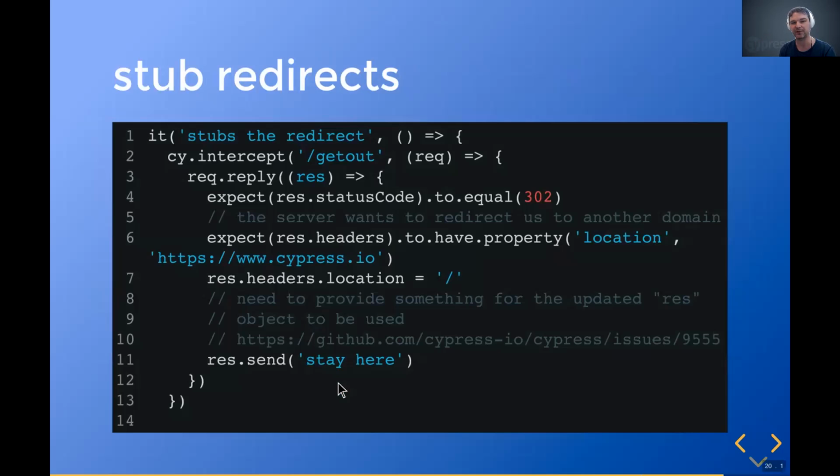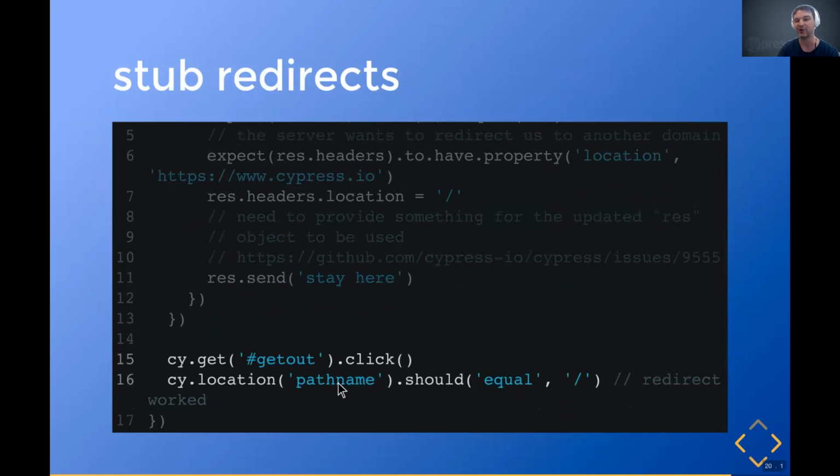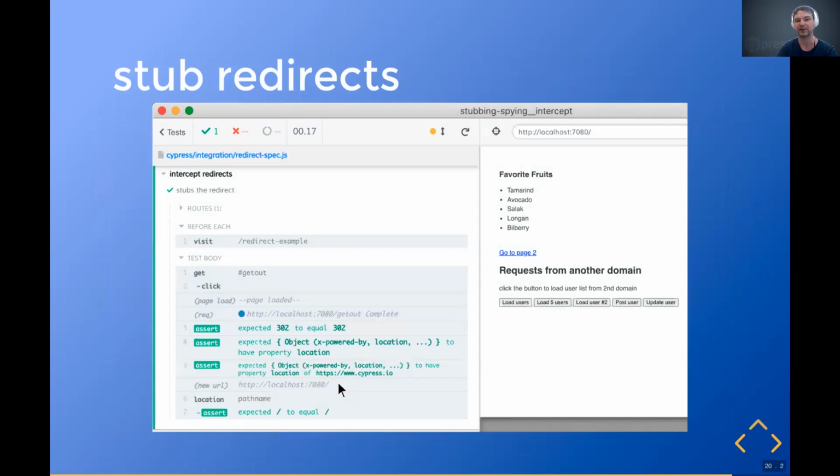More powers. You can stub redirect. So when the server responds with a redirect, which is status code 302 and the new location, like where the server wants to send you, and if it's a different domain, Cypress cannot do that. You can confirm the redirect, but then, boom, no, I'm going back home. I'm not going where you want me to go, right? Not my problem. And then you can confirm that you are back where you started. So in this case, I started at redirect example, page loaded, everything, and boom, I'm back at the home where I want to be.